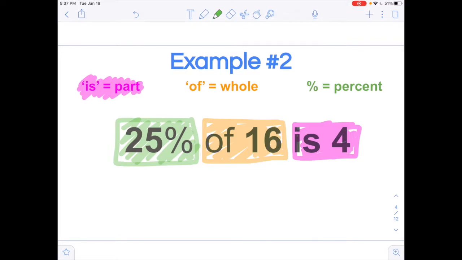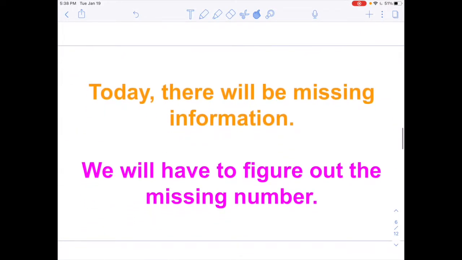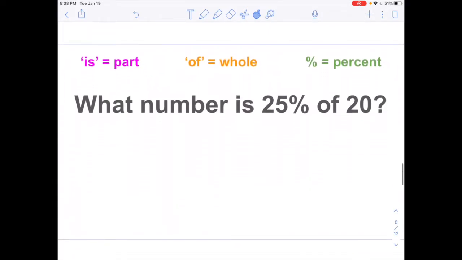Today we're going to use those signals to solve for one of these things, right? So today we're not going to know that pink number. We're not going to know the part. Instead, we're going to have to figure out what it is. All right, so notice a couple differences here. One of the biggest differences is that there's a question mark. It's not just a statement. We are being asked to do something, right?